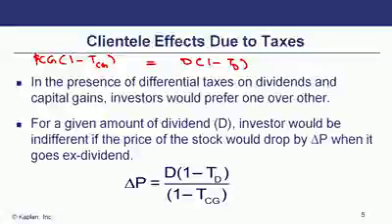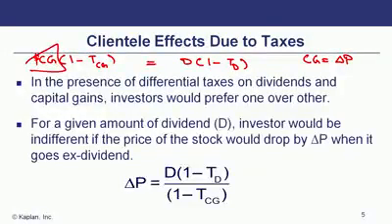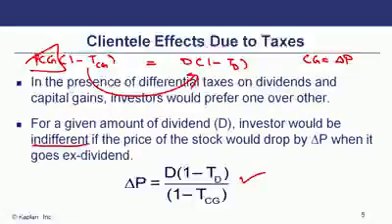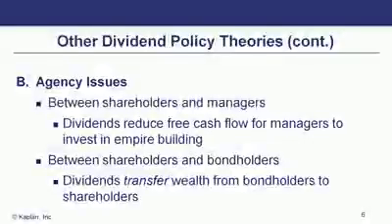And if I solve this equation, and we recognize capital gains is equal to the change in price, keeping capital gains on the left-hand side, dividing both sides of this equation by 1 minus the tax rate on capital gains, this is the equation I get. So my equation now tells you the point of indifference where the investor doesn't care between capital gains and dividends. The investor doesn't care between the change in price when the stock goes ex-dividend and the dividend amount. All right? So that's your point of indifference. So that was your clientele effects.